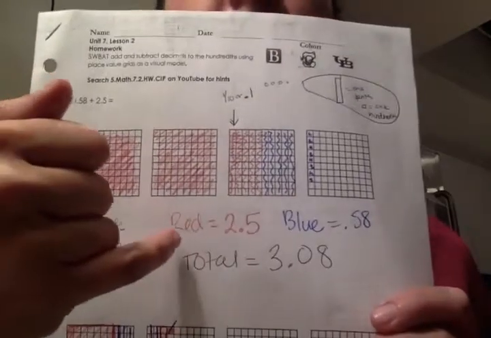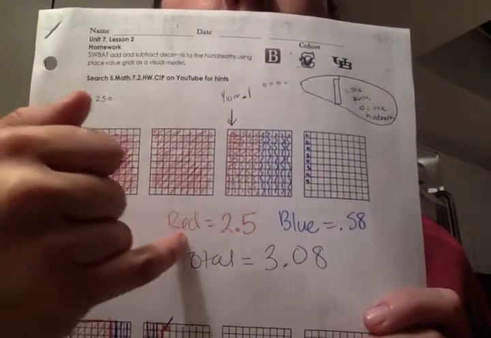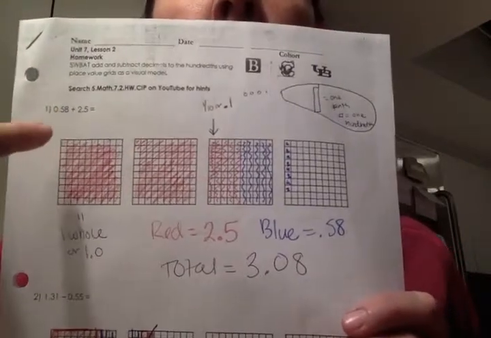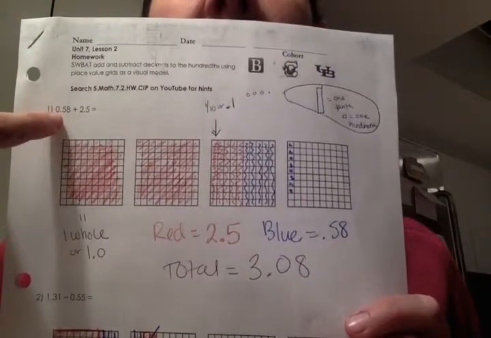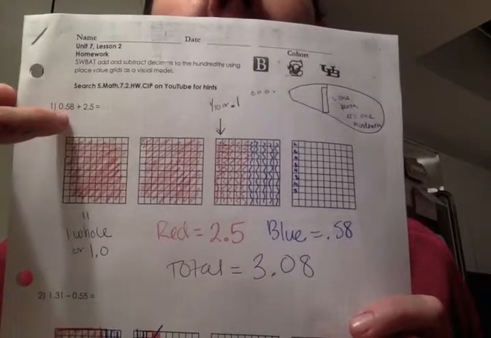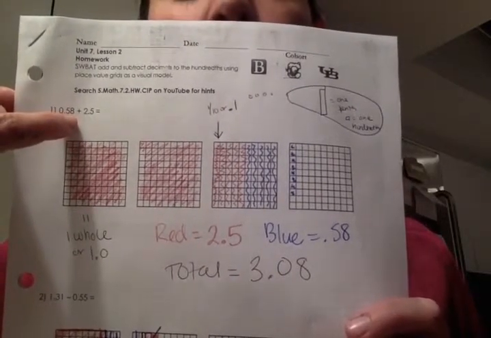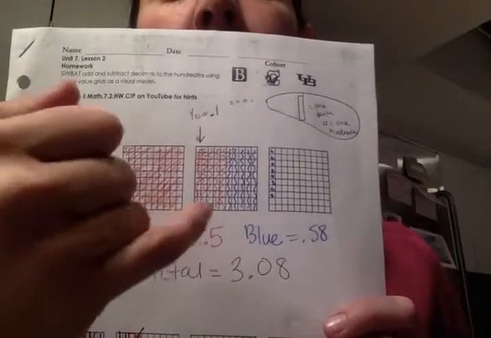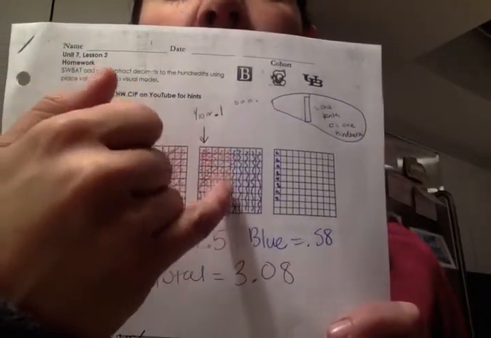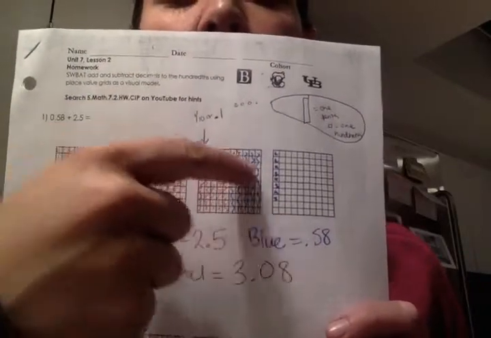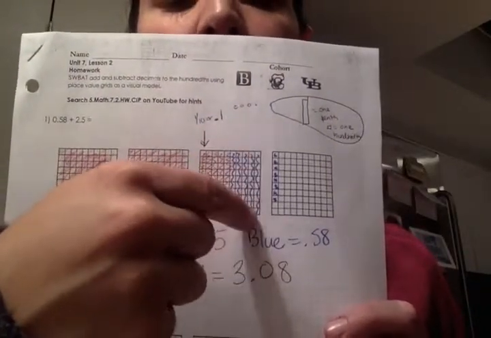I wrote down my notes for myself at the bottom. My red pencil represents 2 5/10. My smaller number is 58 hundredths. That's the same as 5/10 and 8 hundredths. So let's start by drawing 5/10. Again, we can shade in 5 of these columns, 3, 4, 5. So that gets us all the way to the end of this whole.